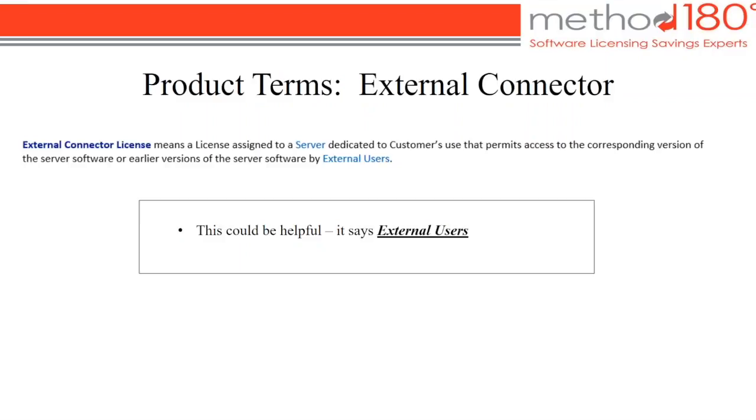There's this thing called an external connector license. That is a license that's dedicated or assigned to a server that allows access by external users. Basically, what this is saying is if I have an external connector, I don't have to buy client access licenses for my external users. So this could be helpful because our contractors are external users, particularly those that are not on site. I think in some cases you could even make arguments for on-site contractors, but it says external users. These aren't our employees; they're external to us. So this should be promising.